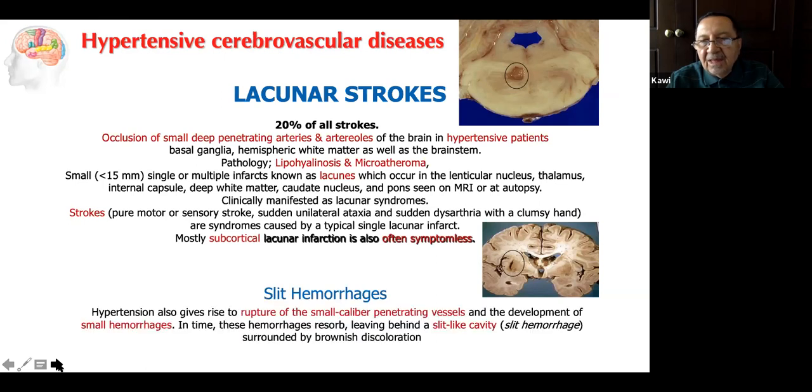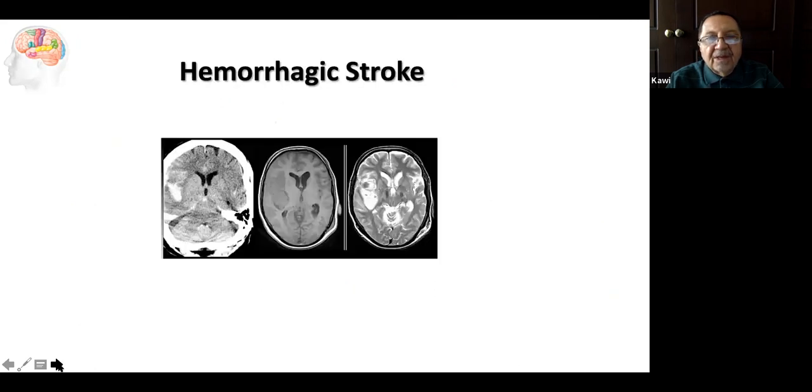Now, these are the slit hemorrhages in the external part of the basal ganglia. Also, hypertension causes the small caliber penetrating blood vessels to bleed and cause small hemorrhages. Now, that leads us to talk about the hemorrhagic stroke.